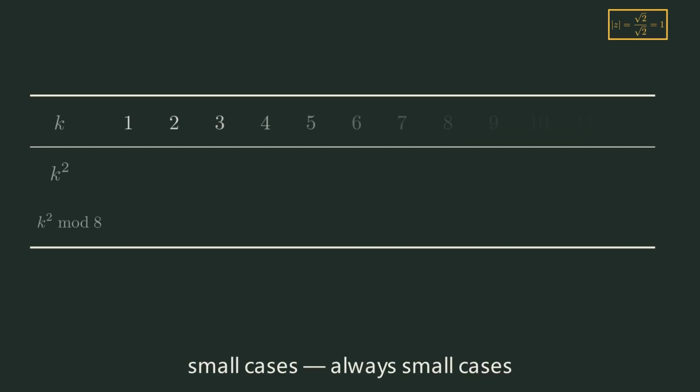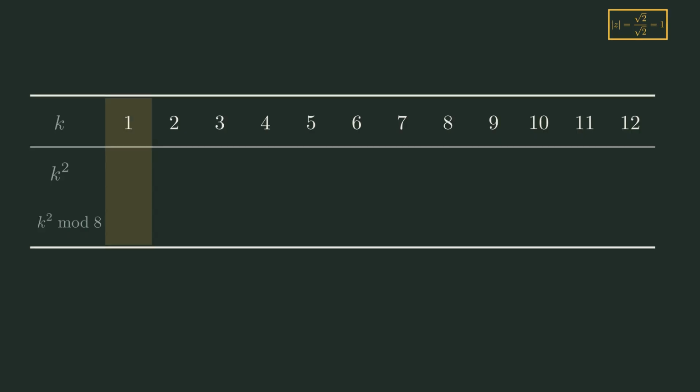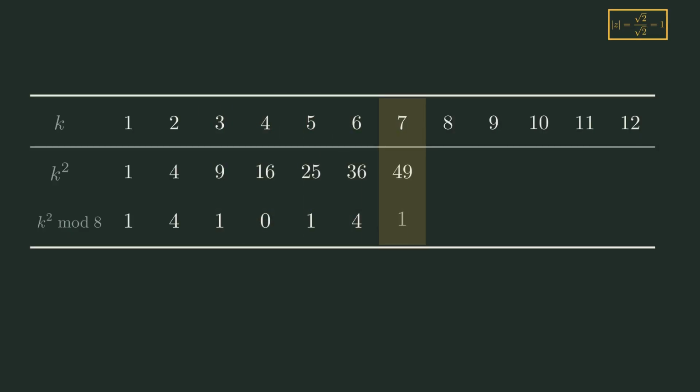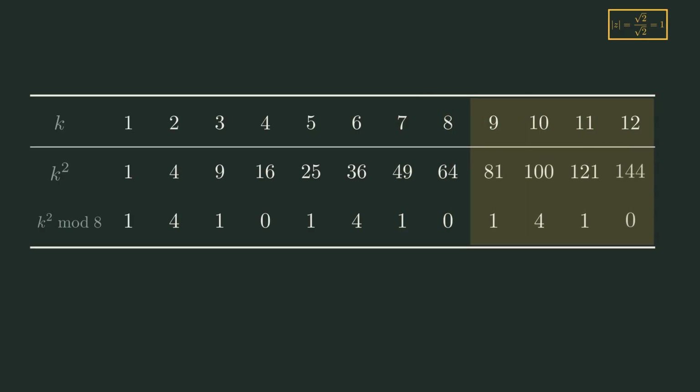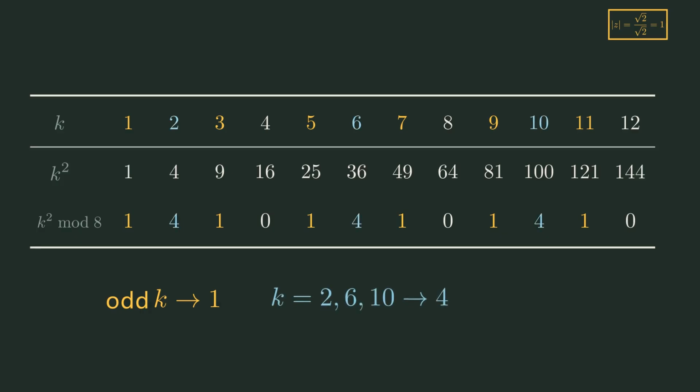And when we hunt for a pattern, you know the move. Small cases. Let's build the table, k from 1 to 12. Square each k, reduce mod 8. 1, 4, 9, that's 1. 16, 0. 25, 1. 36, 4. 49, 1. 64, 0. And the last 4 sing the same song again. 1, 4, 1, 0. Now stare at that bottom row. 3 families. Odd k, always 1. k equals 2, 6, 10, 4. And k equals 4, 8, 12, 0.